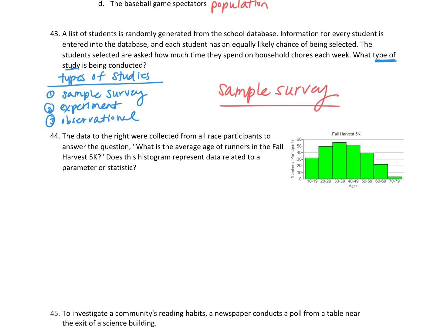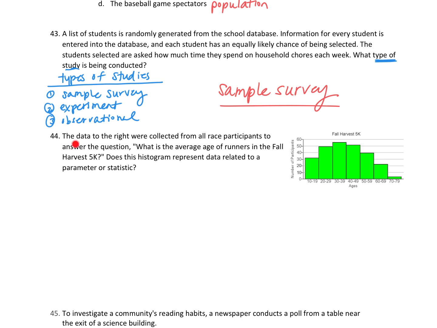A parameter is when the data we're collecting, or the thing that we're measuring, is about the entire population. A statistic is when we take a sample of the population and we measure something from just the sample, which then represents the larger population. So to answer this question, we want to think about whether this data is from the entire population or from a sample.